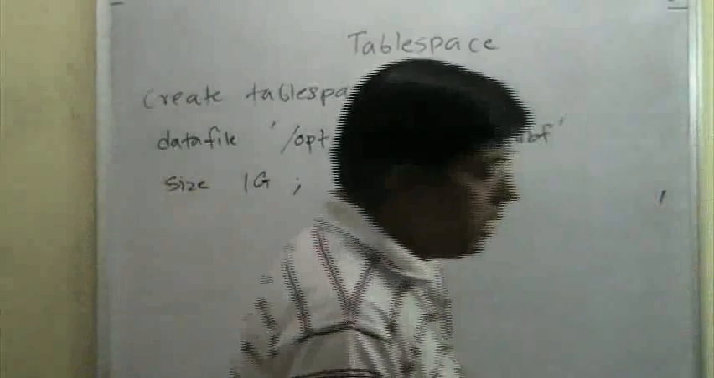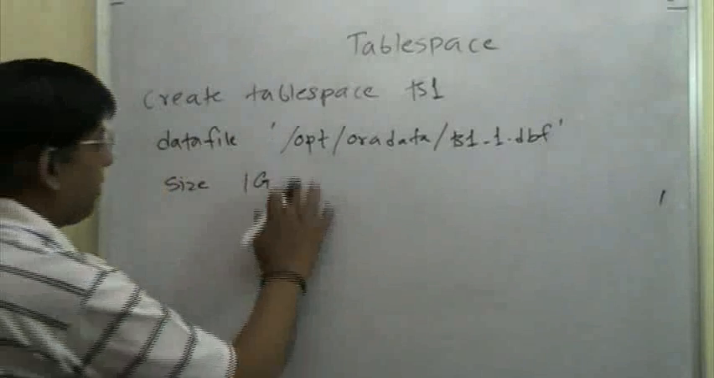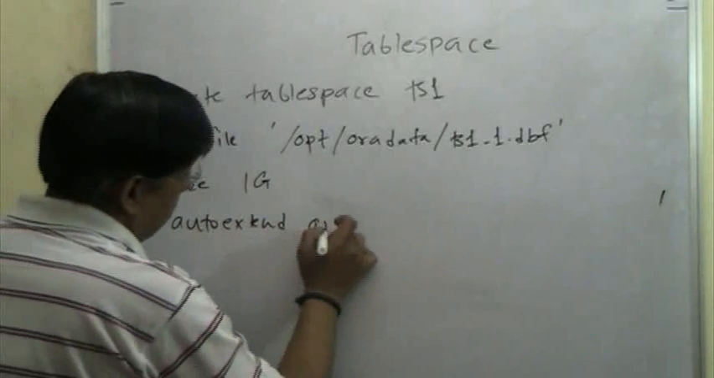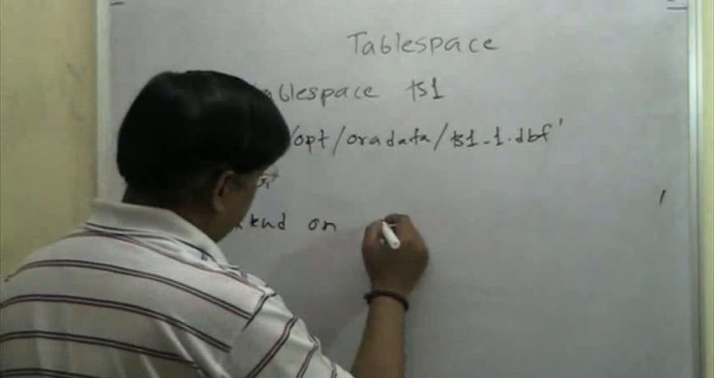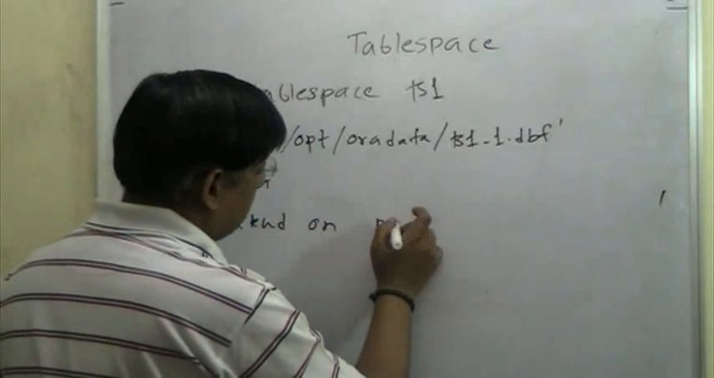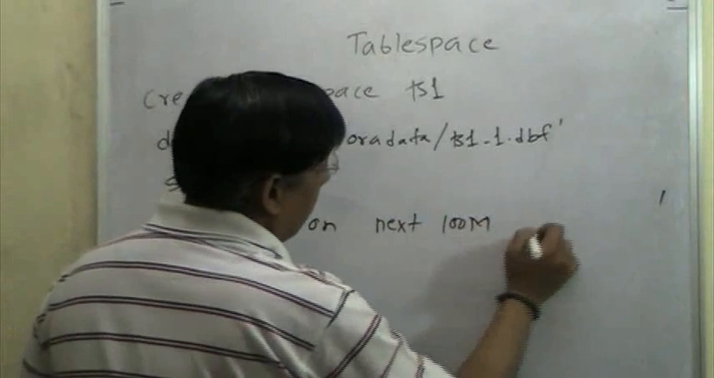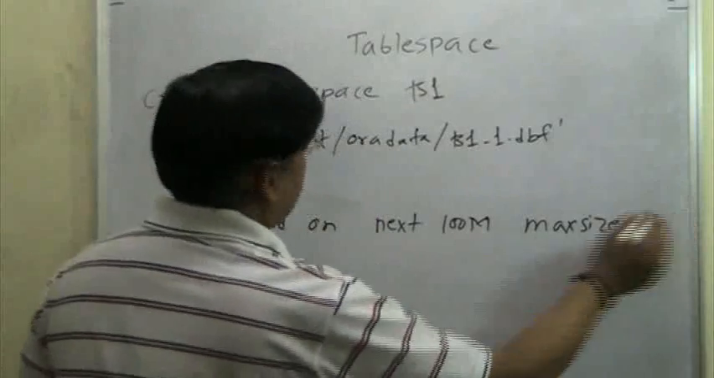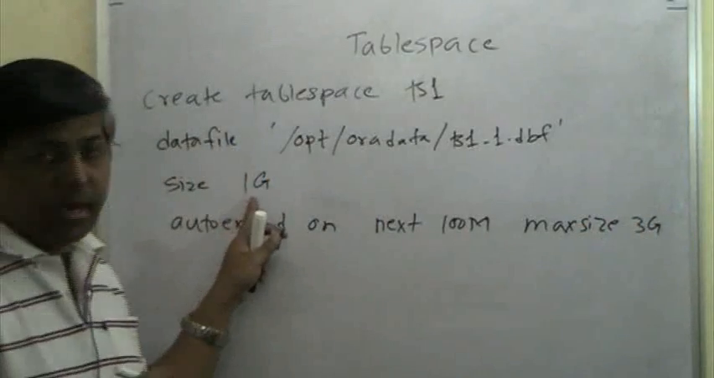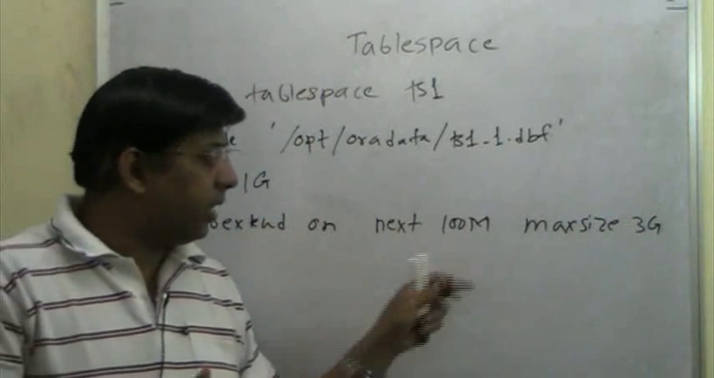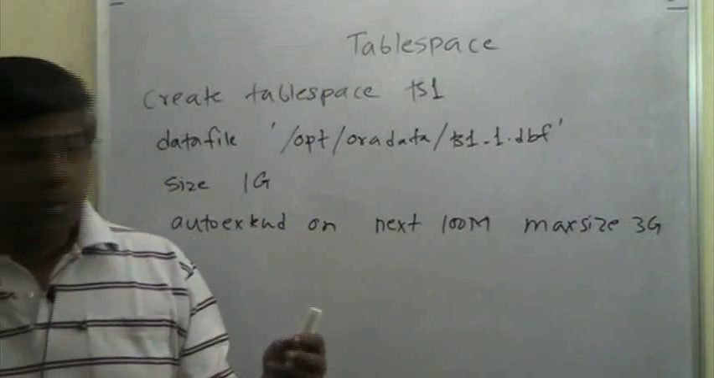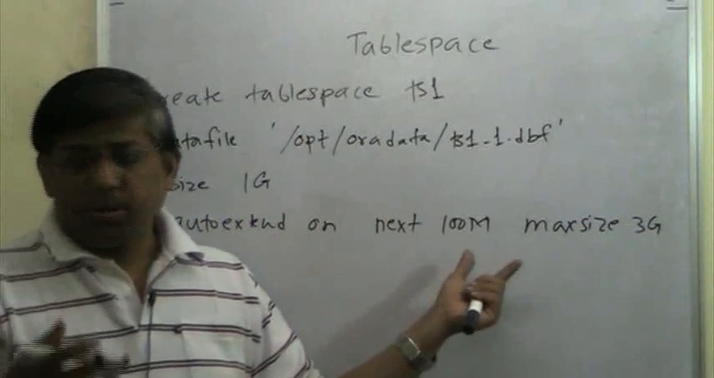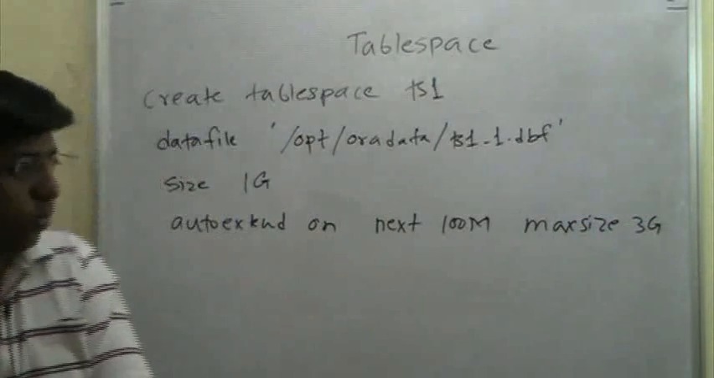Now we have also seen the auto extend clause after this. Auto extend on. If you want to turn it on, by default it is off. And then we said next is, let's say, 100 MB and max size 3 GB. It means if 1 GB is full, then the file will automatically get increased in size by 100 MB, so it will become 1.1 GB, and then it will again become 1.2, 1.3. Likewise, it can go up till 3 GB. So this is what we saw yesterday.